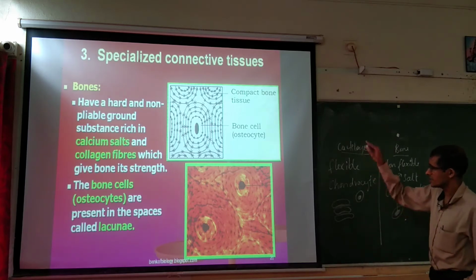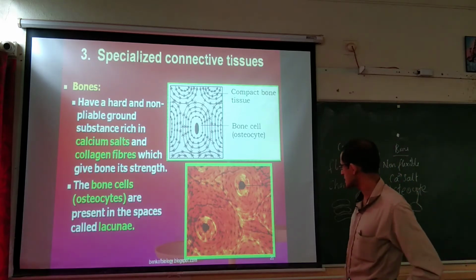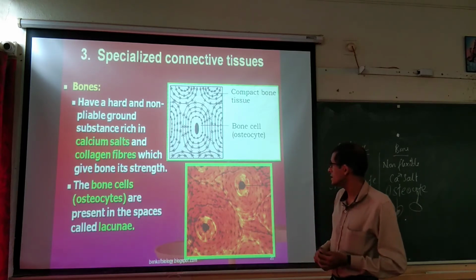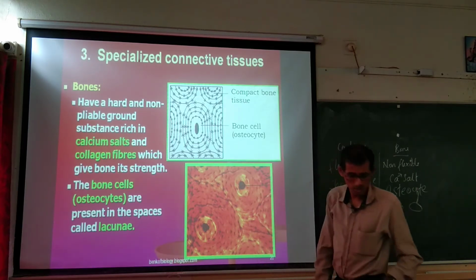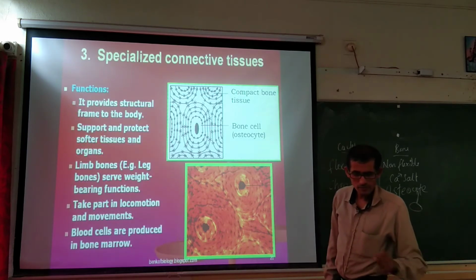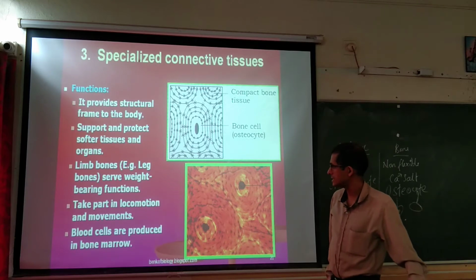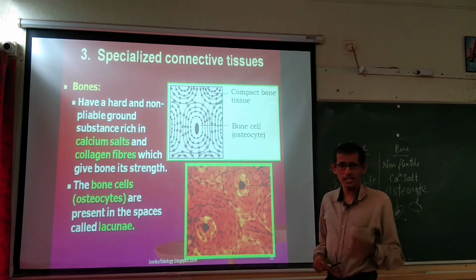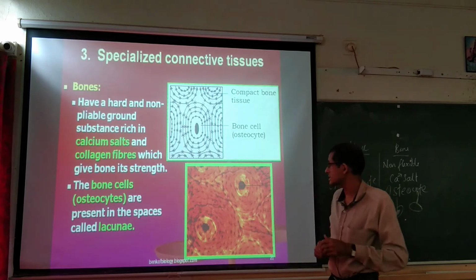And what is this concentric ring? This is the observation of bone tissue under the microscope, and this is the diagrammatic representation. Okay. That I will say later. Coming to the structure, we do not need the detailed structure, but I will just tell you what a lacuna is.